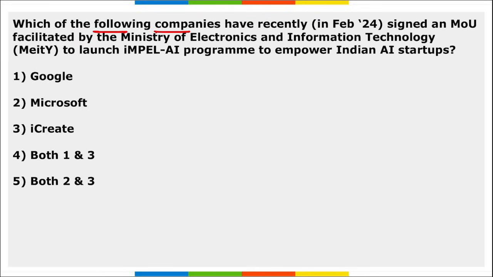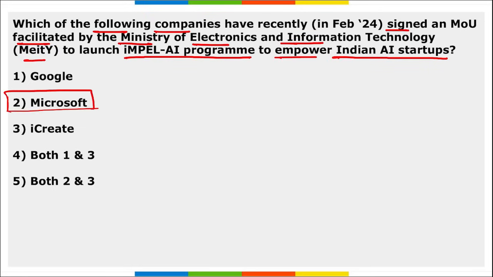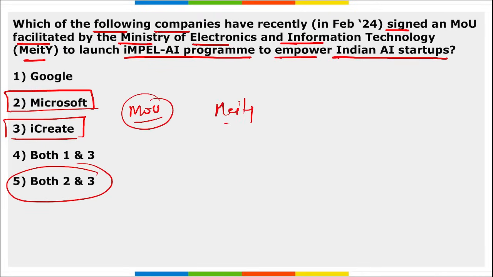Next, which of the following companies have recently signed an MOU facilitated by Ministry of Electronics and Information Technology to launch the IMPEL AI program to empower Indian AI startups? Which is it? So remember, Microsoft and iCreate. These are the two organizations, two companies, that signed an MOU to facilitate MEITY to launch the IMPEL AI program that will empower the Indian AI startups. Even remember, Government of India has said that in order to start an AI company, they need to first take permission from the government in order to set up all their infrastructure.